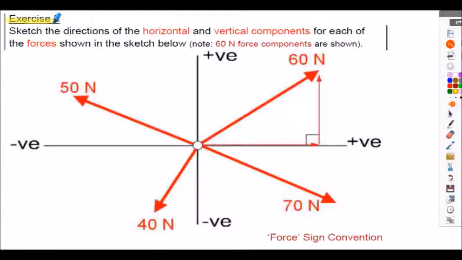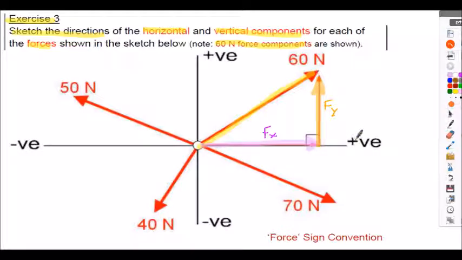So exercise 3, we're asked to sketch the directions of the horizontal and the vertical components for each of the forces shown below. Note that these 60 Newton force components are already shown for convenience. So if we were given the 60 Newton force and we have to resolve it into its horizontal and vertical components, then the horizontal component would be this one shown here, and the vertical component would be this one shown here. So this would be Fx and this would be Fy.